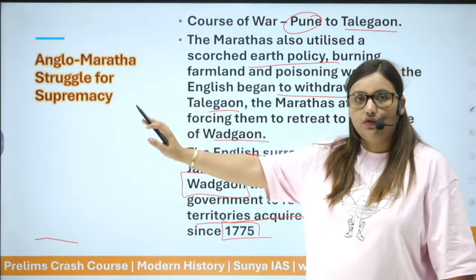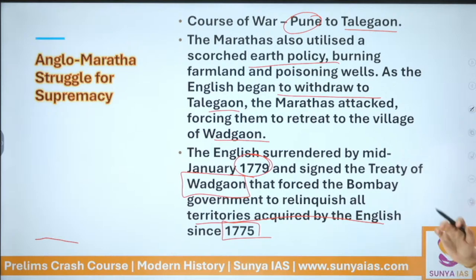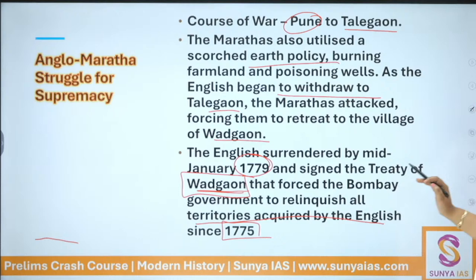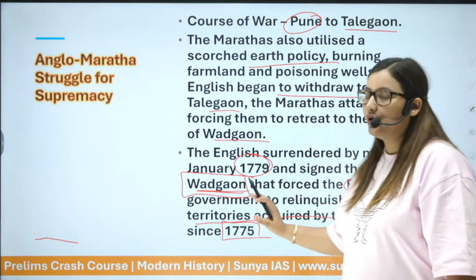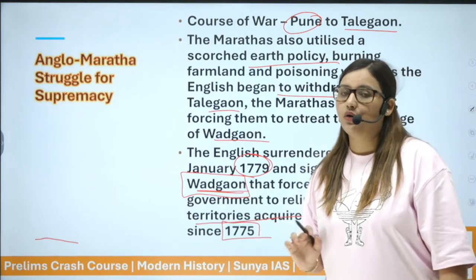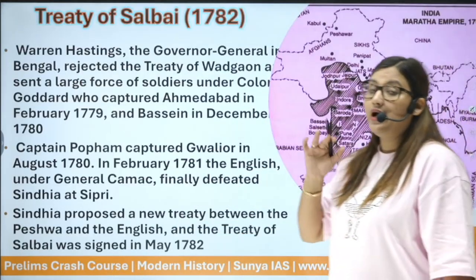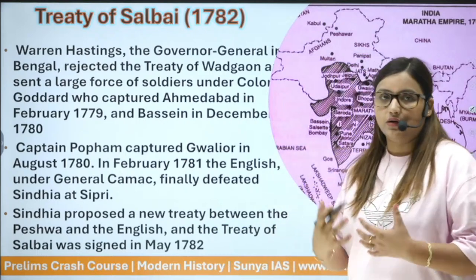In the Anglo-Maratha struggle for supremacy, you understood that the treaty was signed. So the Treaty of Wadgaon was signed, and according to this treaty, Bombay had to relinquish Salsette and Basin and all the areas of Surat and Baroch where they acquired taxes from Raghunath Rao. So they gave back everything. But it was not the ending of the First Anglo-Maratha War, because Britishers still continued and persuaded Marathas to sign a new treaty.